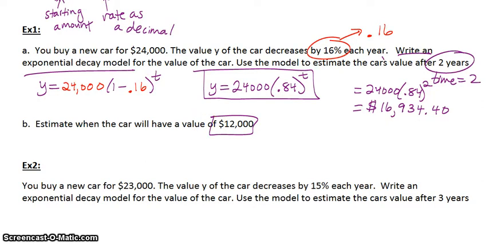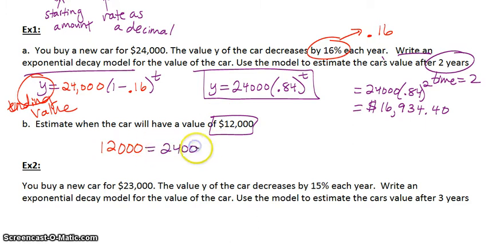All right, step 2, we're supposed to estimate when the car has a value of 12,000. So I didn't say this, but the y value in this situation is representing our ending value. So we're basically trying to figure out when has the car value split in half. I'm going to set that equal then to the model we created. And basically my missing variable right now is t. We're actually going to learn how to solve for t later on in this chapter.